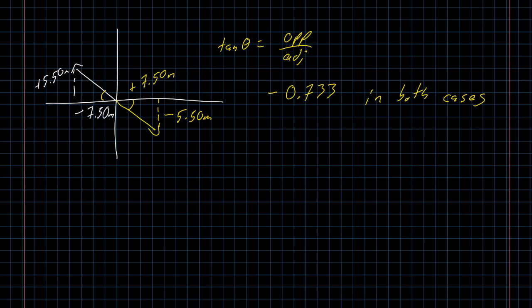So the formula for dealing with inverse tangent loses information. It cannot distinguish between an angle here and an angle there. We need to do it manually.